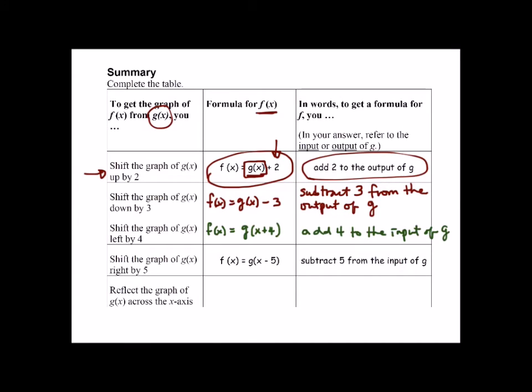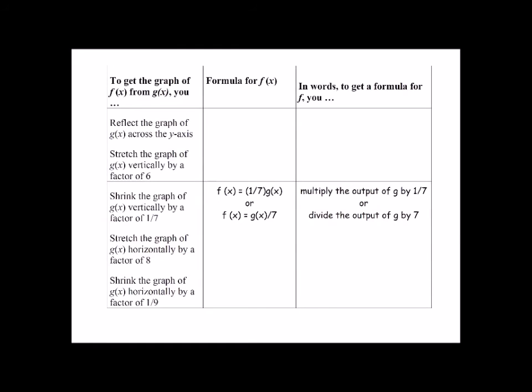And this last one on the bottom here says reflect the graph of g across the x-axis. Well, then a function f of x would look like negative g of x. And verbally, that would mean multiply the output of g by negative 1. If I reflect the graph of g across the y-axis, then the x becomes opposite, sharing the same y values. So I would get f of x equals g of negative x. And verbally, that means multiplying the input of g by negative 1.